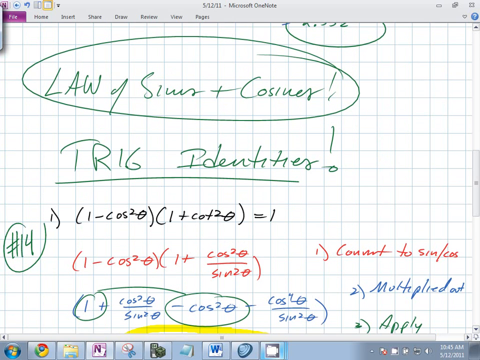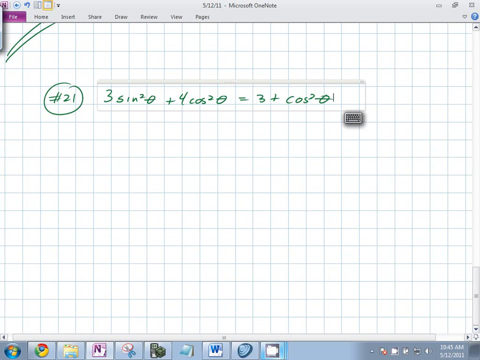Someone raised their hand, and we'll pick a second one before I send you off. A second one. Yeah, which one? 21. So we have number 21, which is 3 sine squared theta plus 4 cosine squared theta equals 3 plus cosine squared theta.